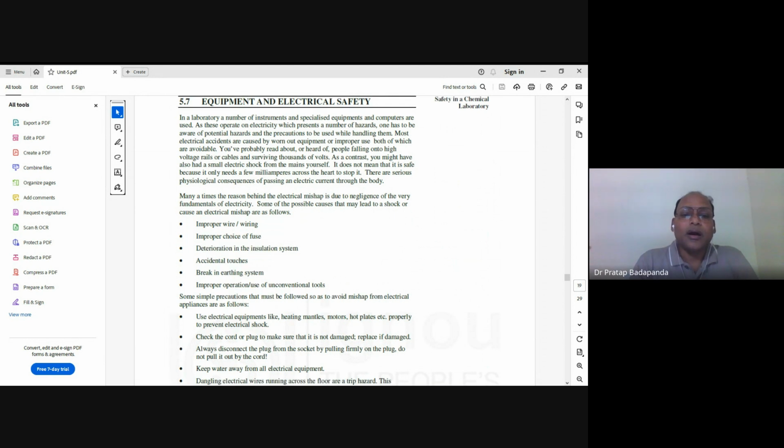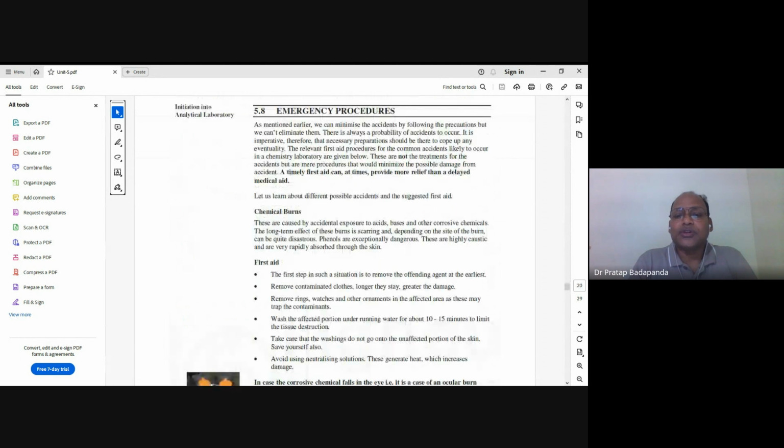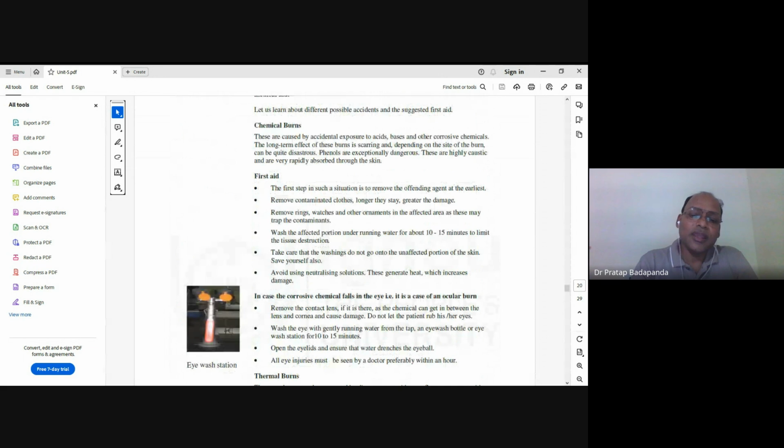Now, emergency procedures. If a chemical burn happens, you should wash your hand first. Don't think that my hand has a burn from the chemical and so I'm unable to. You have to wash it immediately. Any chemical that falls on your hand or anything, wash it properly with raw water, normal tap water. You have to wash your hand immediately. That is the first point. All of you have to remember.